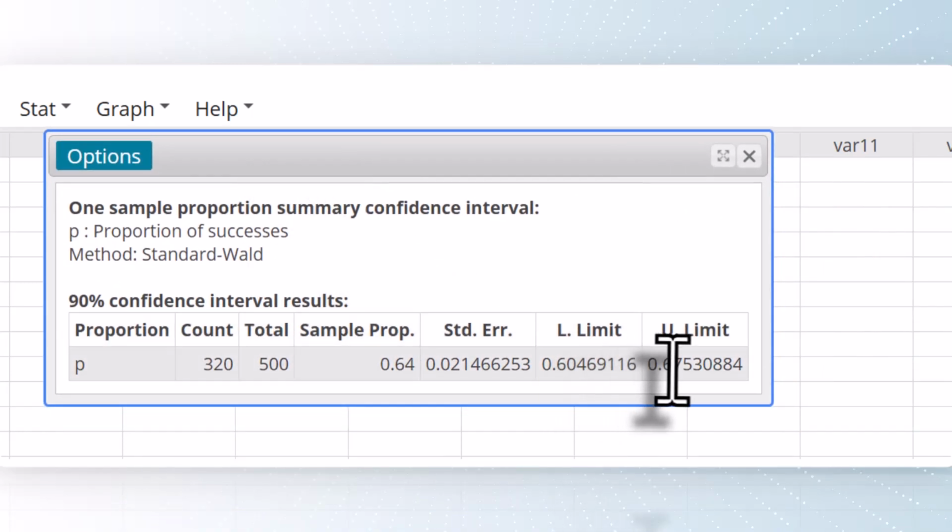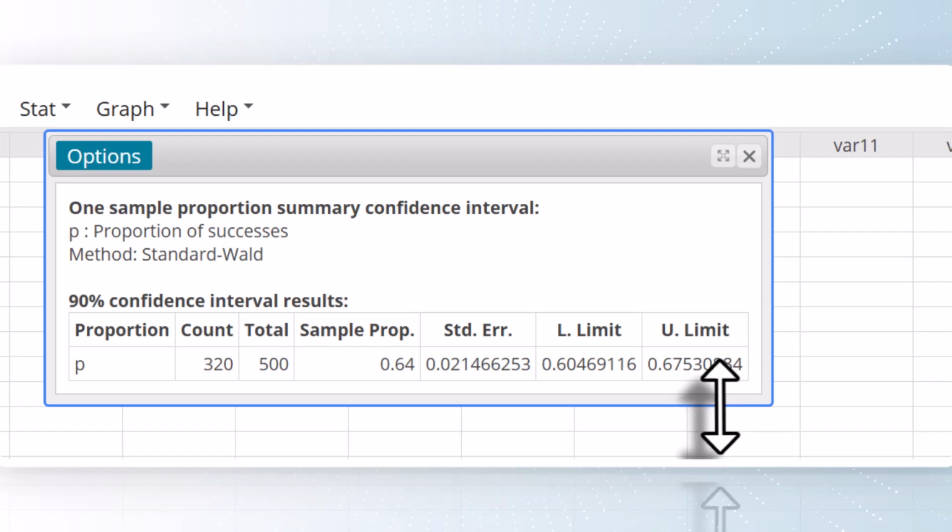0.605 and 0.675. So if I want to interpret this one, I say with 90% confidence, we can say that the true proportion is between 60.5% and 67.5%.